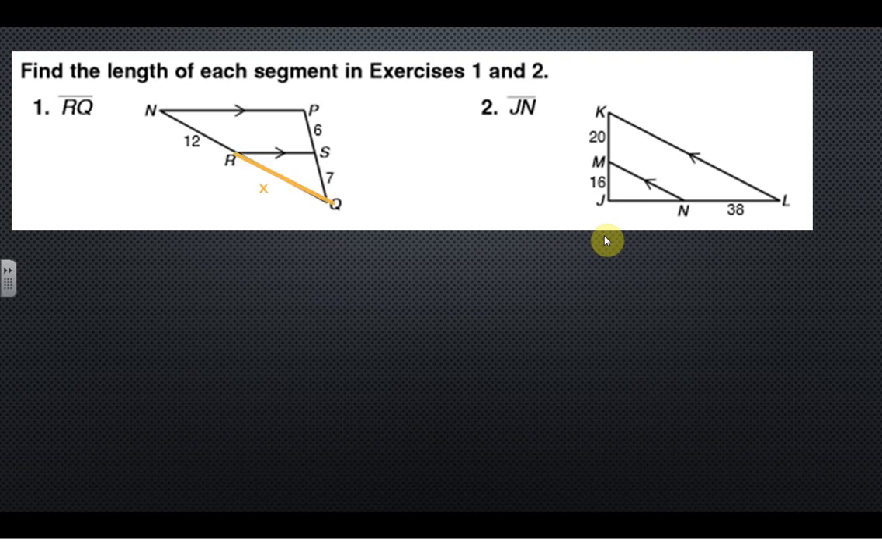So they're looking for RQ, so that's my X. With this side splitter theorem, that would mean 12 over X, so part over part, equals 6 over 7, the other part over the part. Okay, and you get 14 when you solve for that.